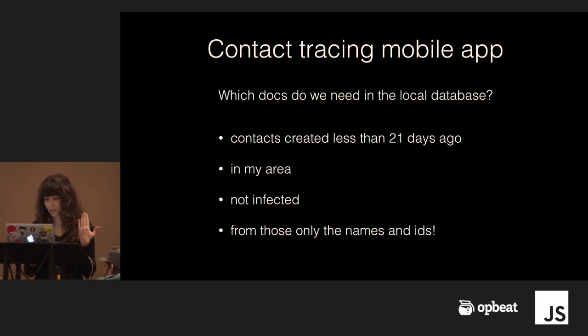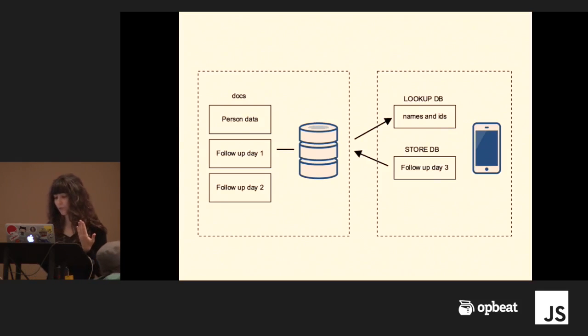So we changed from replicating everything to replicating just the information we needed. This is our remote database on the left. And on the right, you can see that when we had a connection to the database, we were getting a list of names and IDs, and we were storing that in our database in the browser. And then we could create follow-up information, and we would synchronize that to the remote database whenever we had internet. But we didn't need to have all these follow-ups on every single phone.